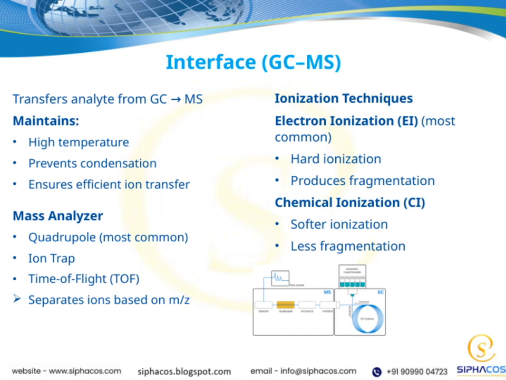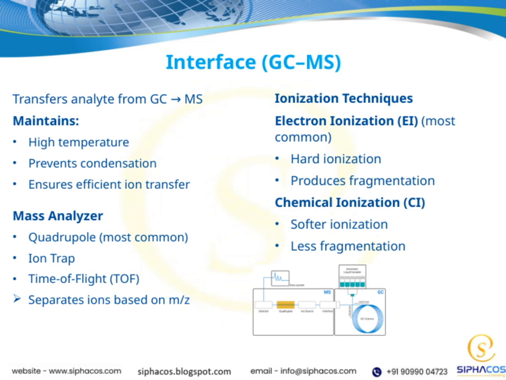The most common method is electron ionization, or EI. This is considered a hard ionization technique because it tends to produce a lot of fragmentation of the analyte molecules. While this can be useful for structural analysis, it also means some molecular information might be lost. In contrast, chemical ionization, or CI, is a softer ionization method. It causes less fragmentation, which often allows us to see the molecular ion more clearly. This can be really helpful when identifying unknown compounds.